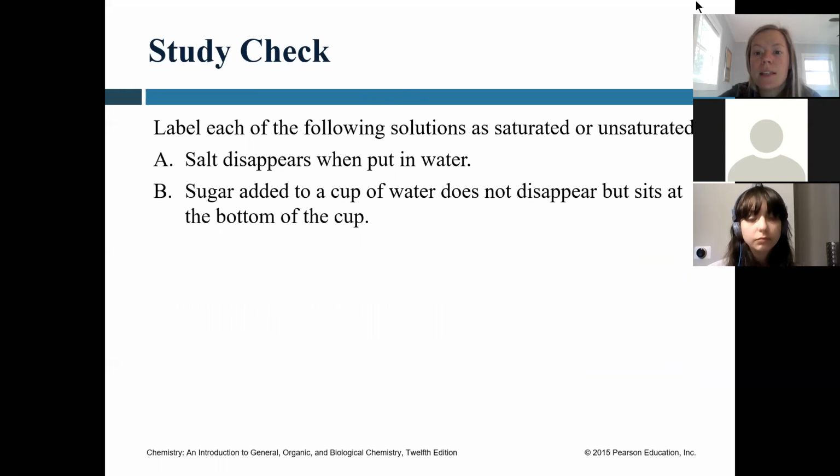Okay, would we classify these as saturated or unsaturated? You take salt and you put it in water and it disappears. We would say that that is an unsaturated solution. Why? Because the salt is disappearing. It's not actually disappearing, but it's dissolving. It means that the solution still has room to dissolve salt. Sugar added to a cup of water does not dissolve, but sits at the bottom of the cup. We would say that that is a saturated solution, right? The water can't hold any more sugar. It has enough sugar in it.